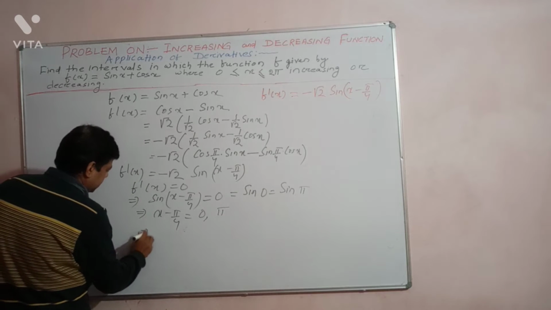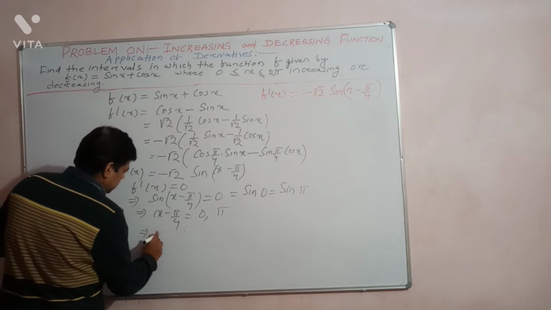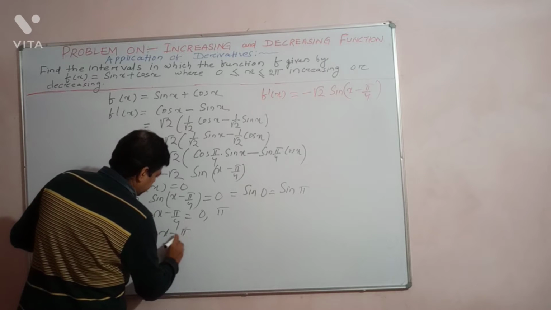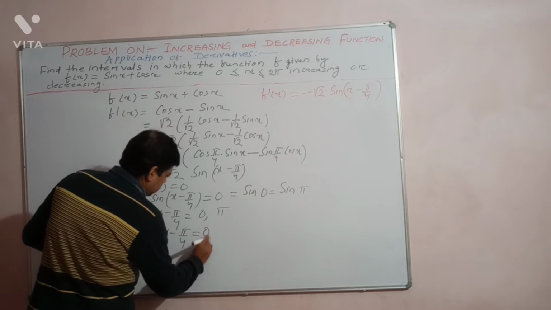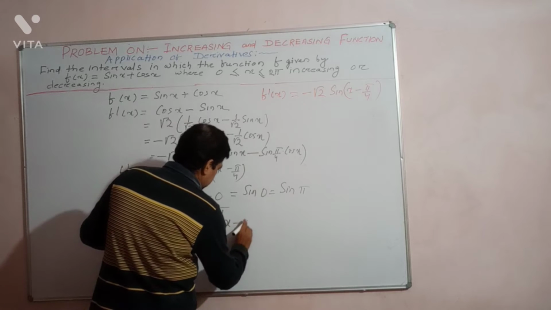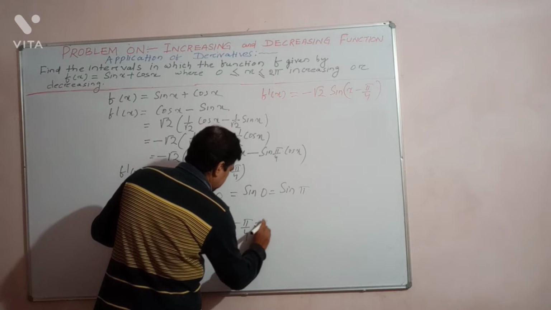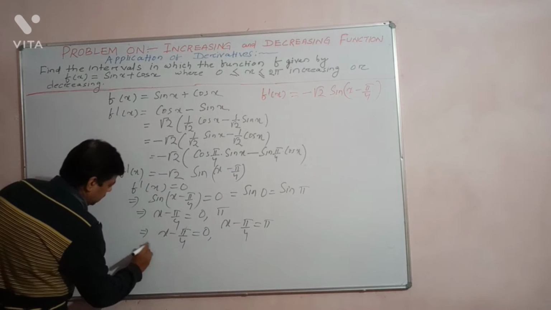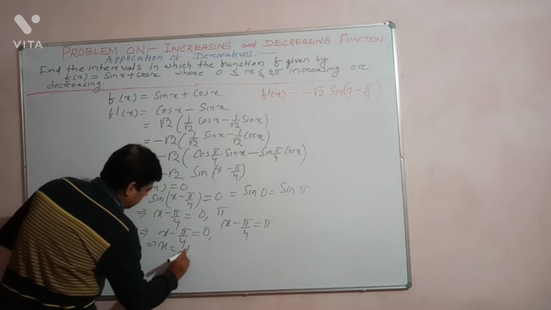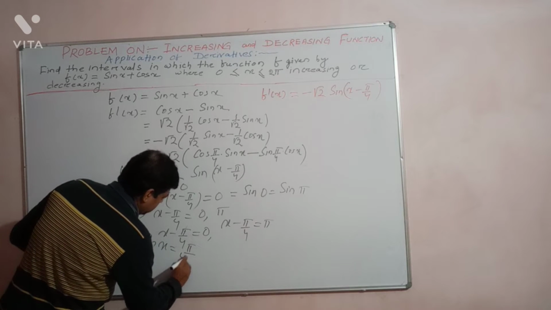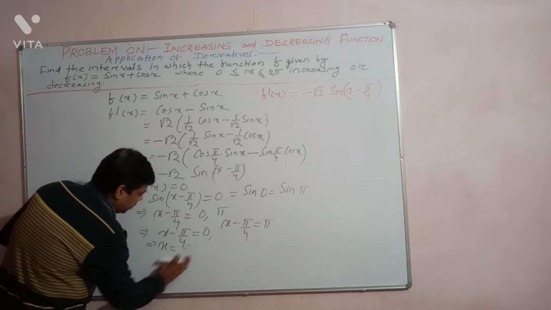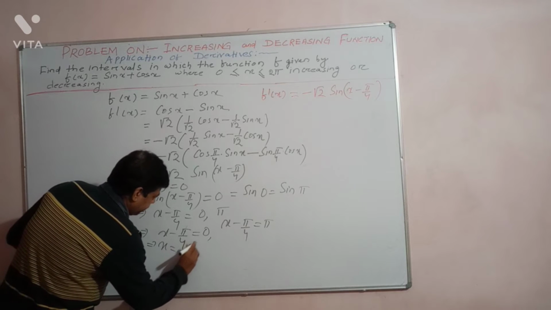It means x − π/4 = 0, and x − π/4 = π. Yes or no? So here x is equal to π/4.